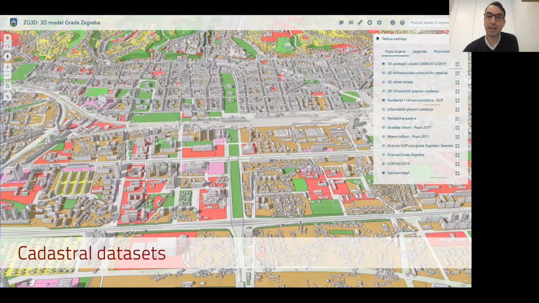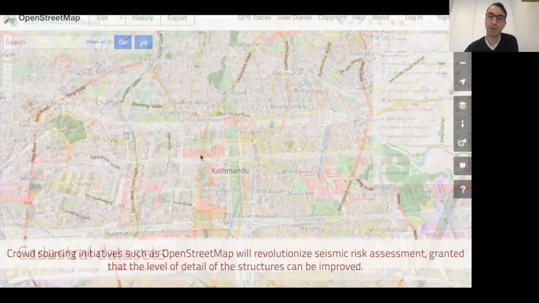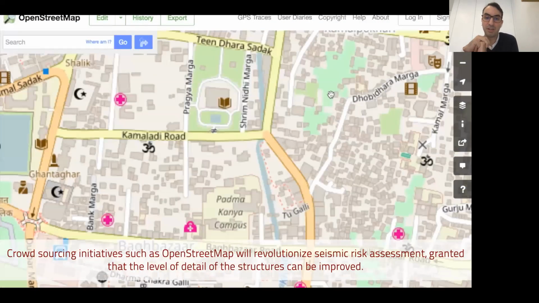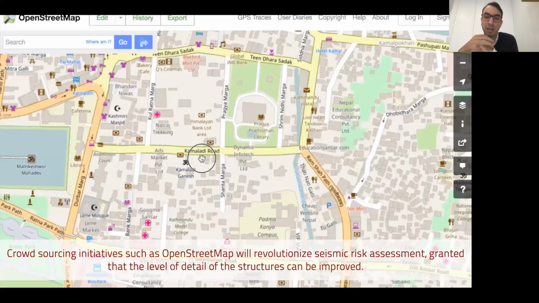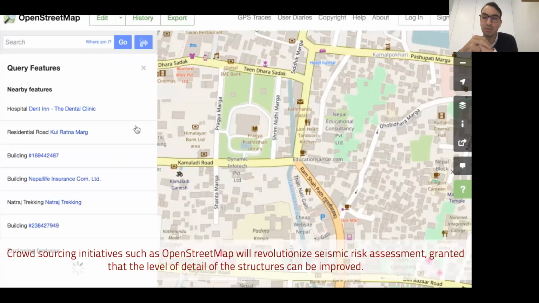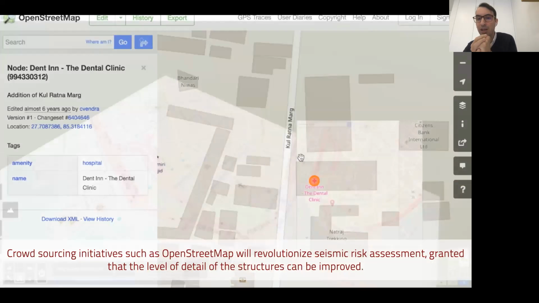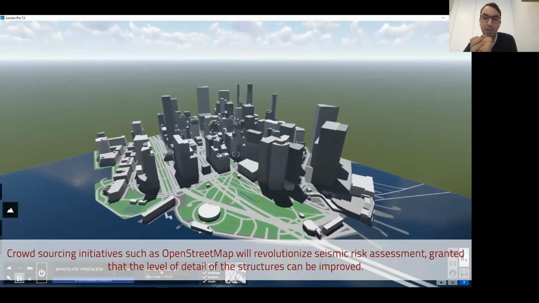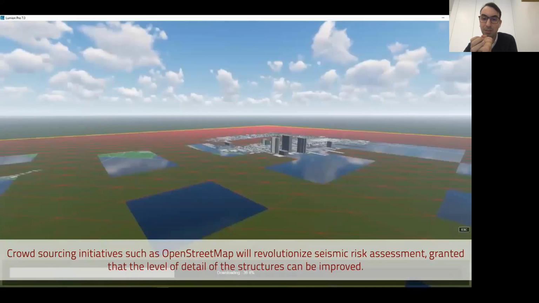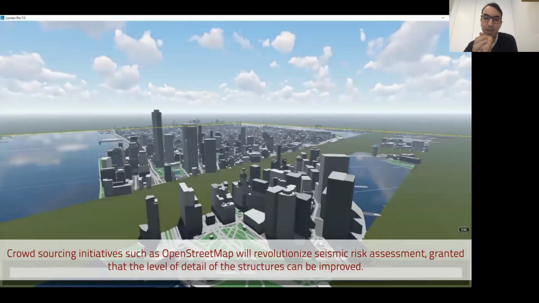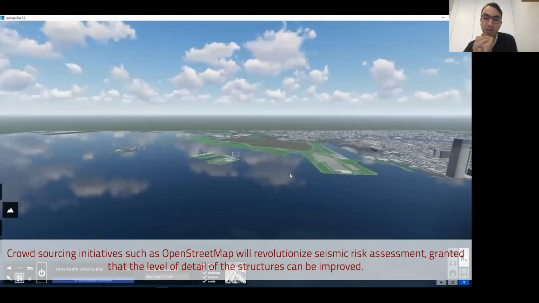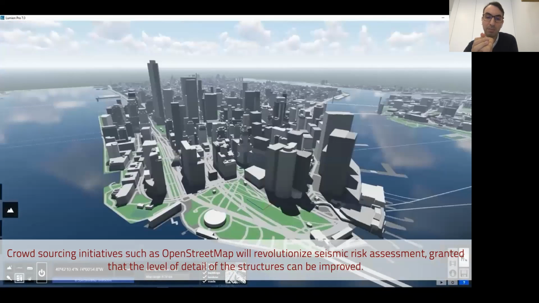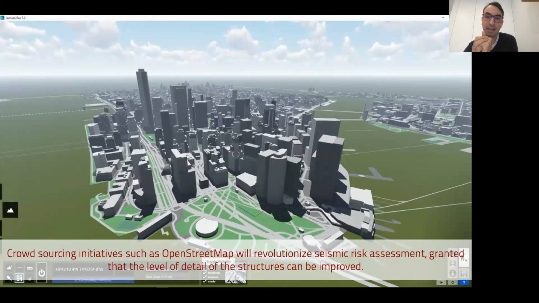But I would like just to highlight that these initiatives, just like OpenStreetMap, a lot of times focus on information like the asset footprint, the use of the building, sometimes the number of stories. But a lot of the information that we need for earthquake risk assessment is just not there. Like, for example, when was the building constructed? What is the main construction material? What is the lateral load resisting system? Irregularities, changes in the building. So this is all information that unfortunately is not always covered by these data sets.